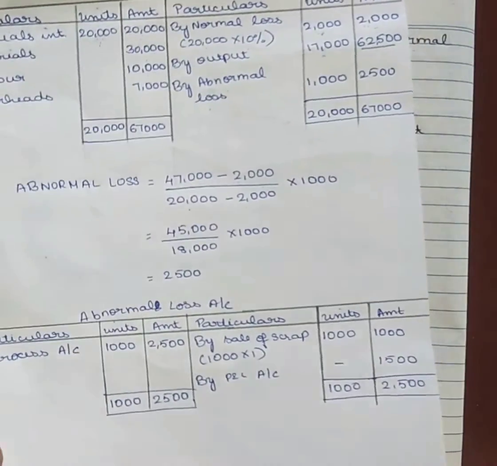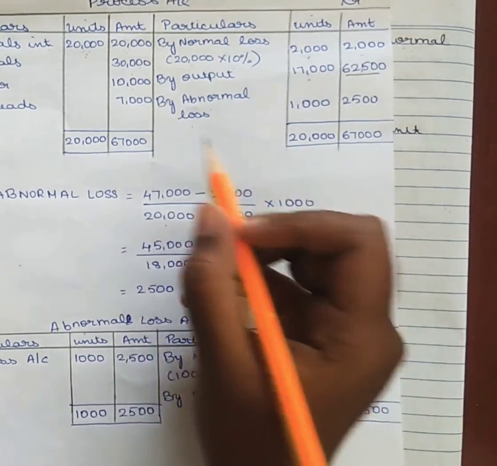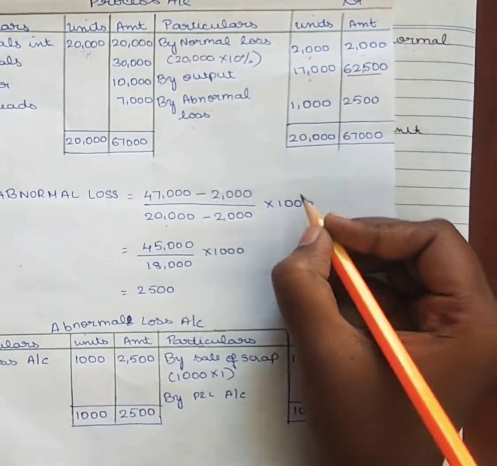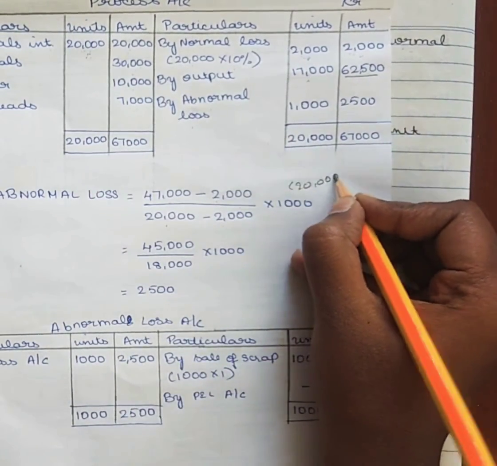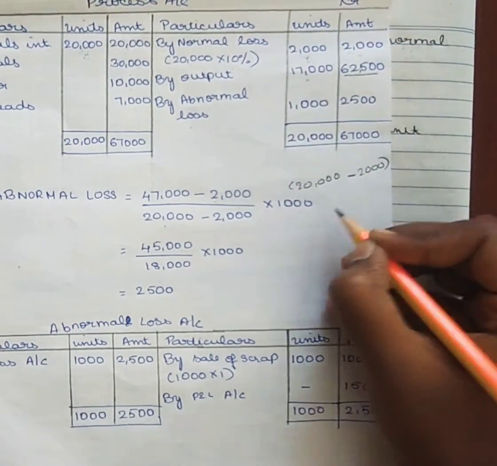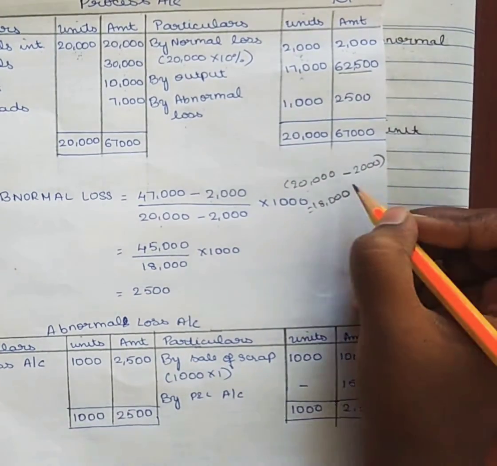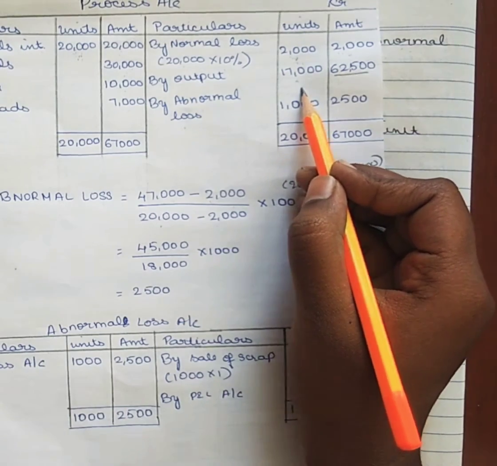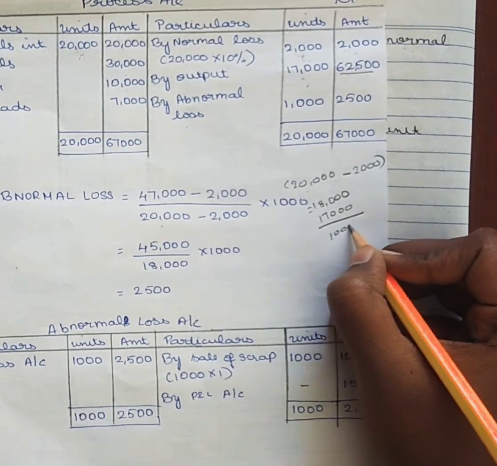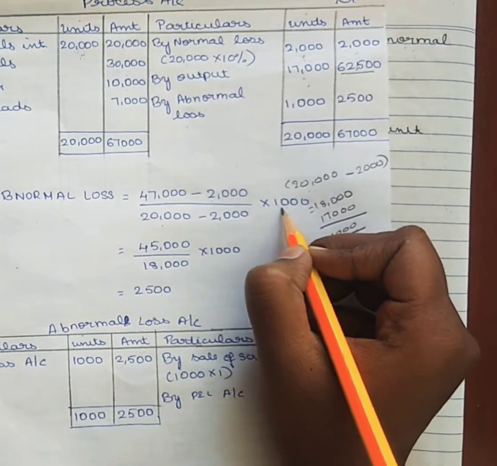Now how do we find out this abnormal loss unit? How did we get this 1000 as abnormal loss unit? See, 20,000 is the materials that I have introduced. Okay, out of 20,000, what is the loss value that we have calculated? 2000. Now 20,000 minus 2000 is 18,000. Now out of that 18,000, what is the output? How much is the finished product that I have got? I have got 17,000. Now 18,000 minus 17,000 is 1000. This 1000 is what I have taken here, which is nothing but the abnormal loss units.